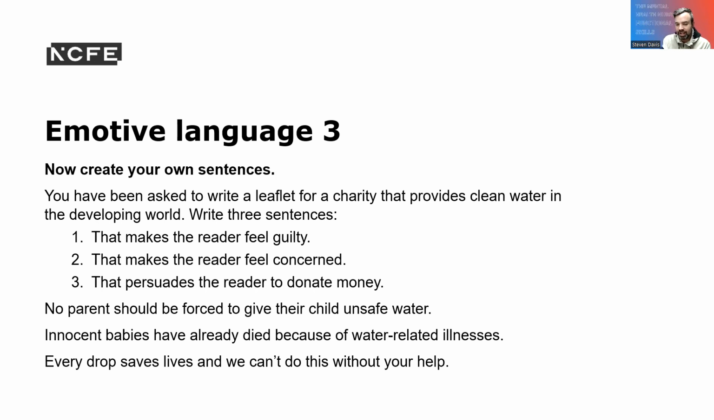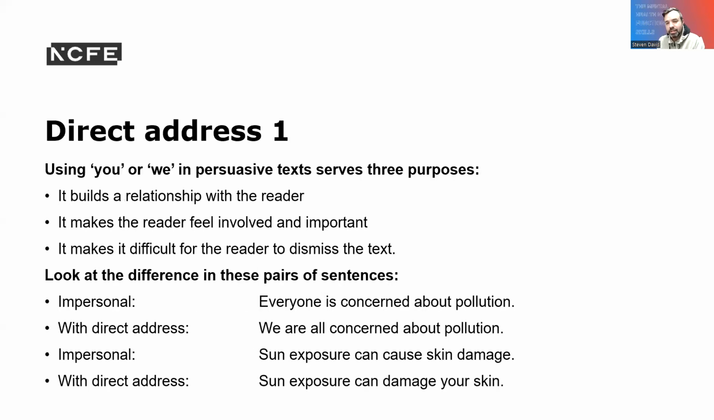And here you can see, it says straight underneath, no parent should be forced to give their child unsafe water. Innocent babies have already died because of water-related illness. Every drop saves lives, and we couldn't do this without your help. Good. So that's emotive language.